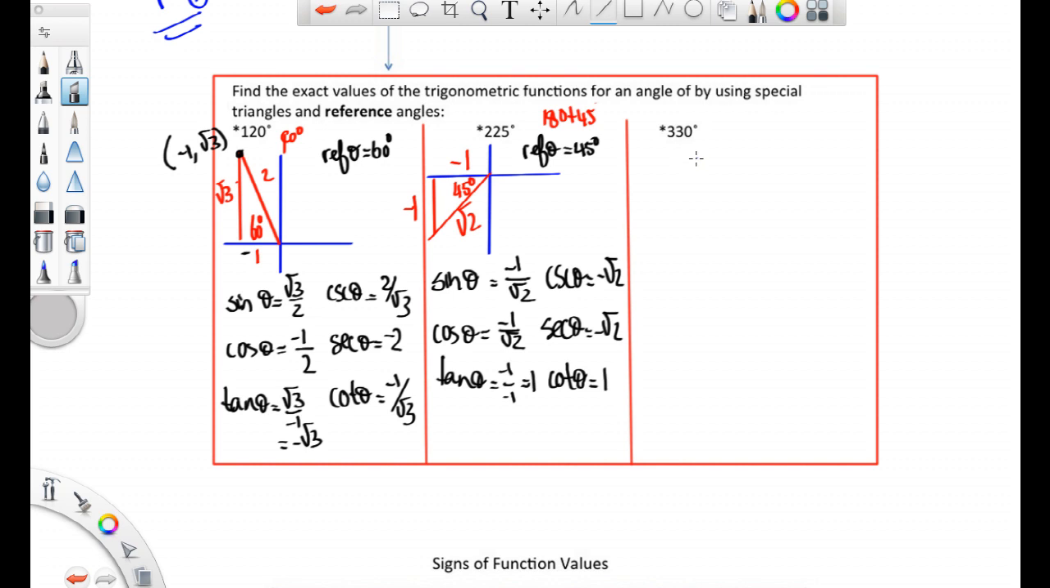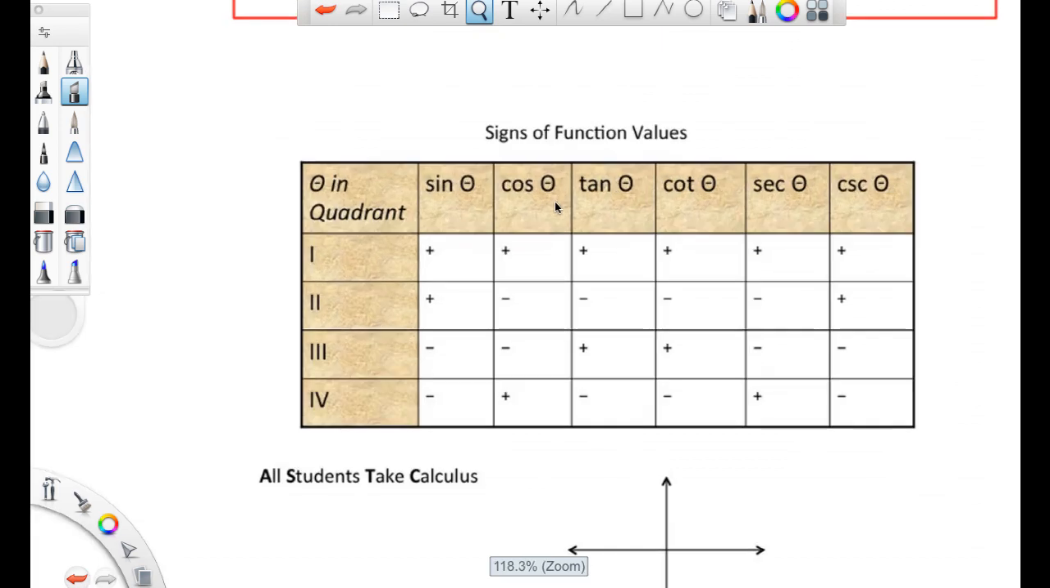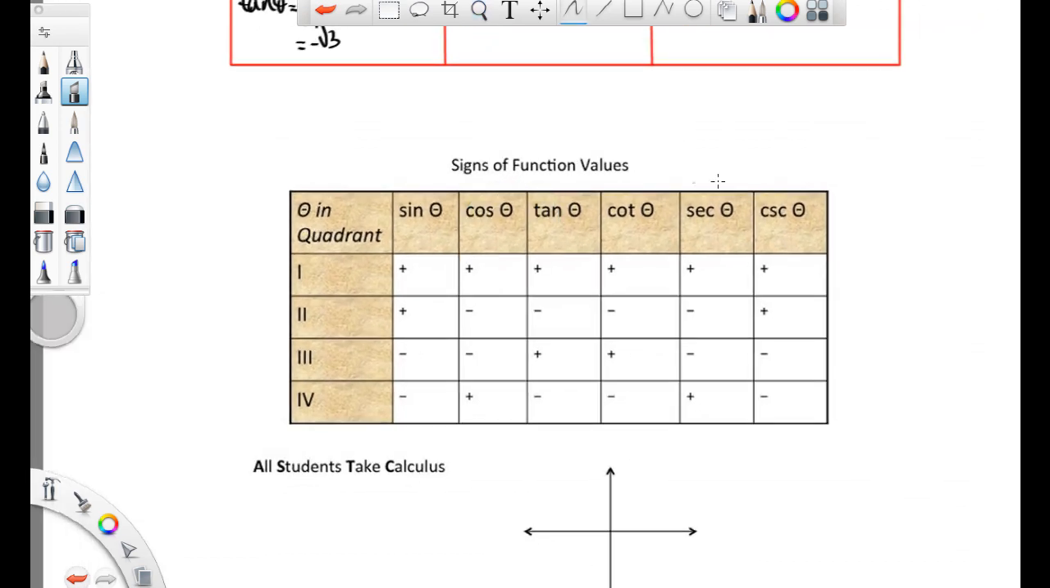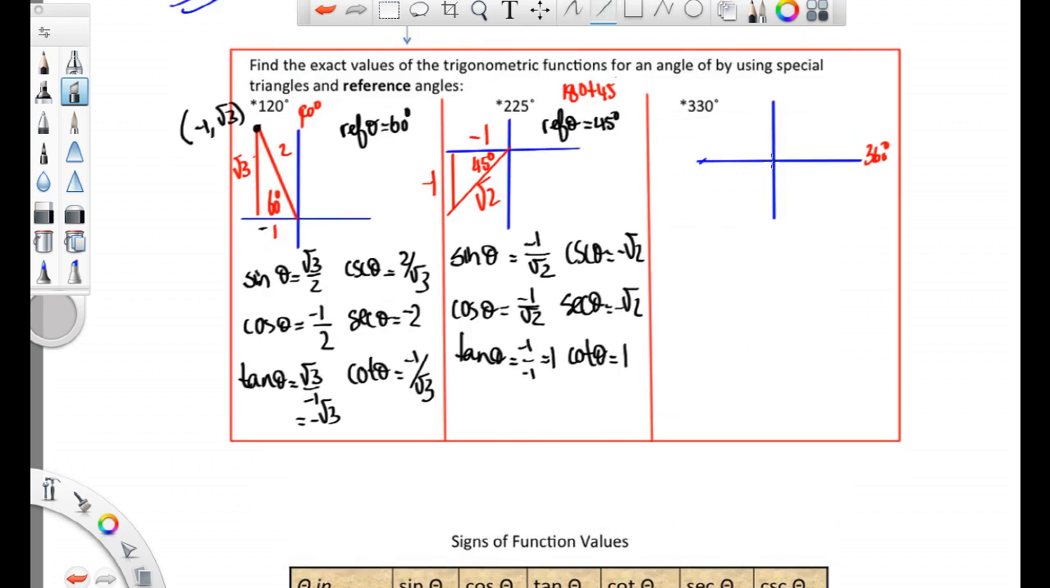So 330 degrees. So here's a picture for 330 degrees. We're going to put it on a coordinate system, and we're going to rotate 330 degrees. Well, 330 degrees is almost 360, right? Because this would be 360 degrees. You're actually 30 degrees away from it. So that would look a little like this, right?